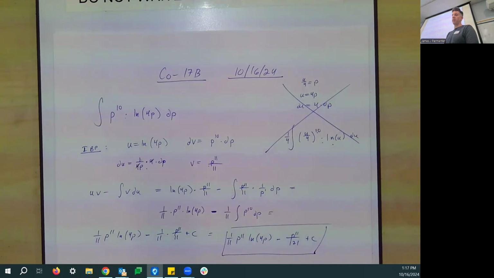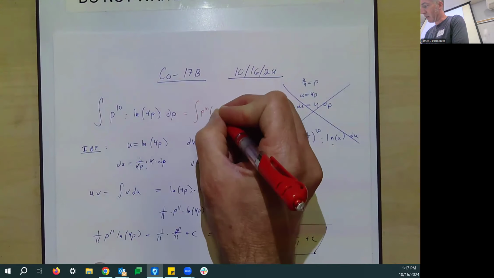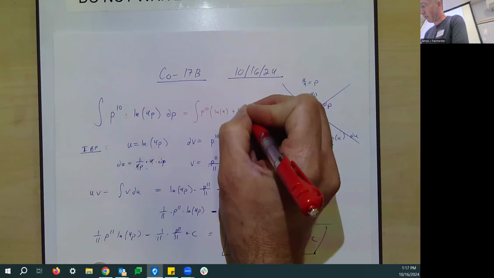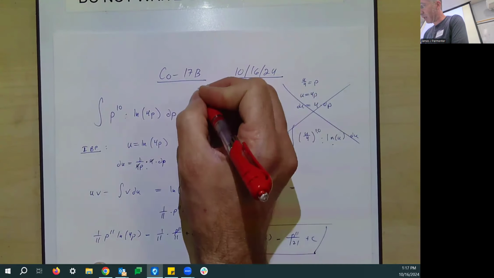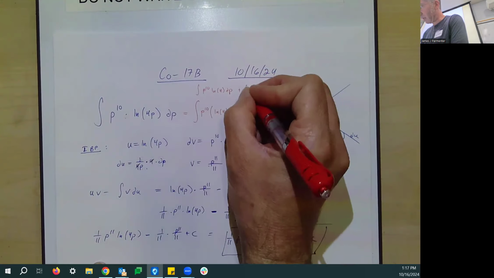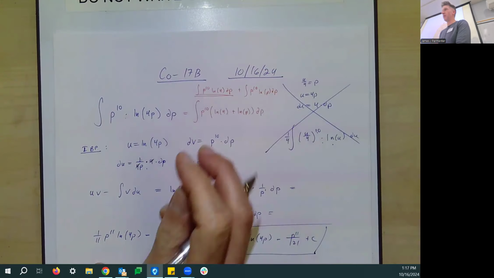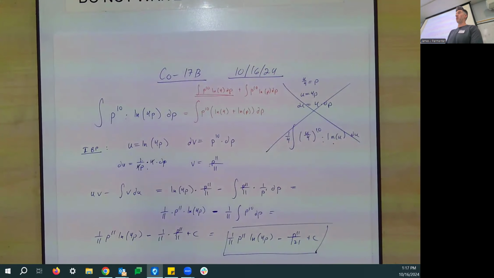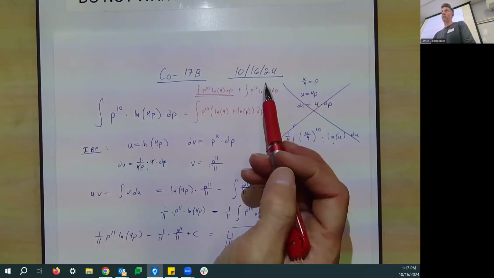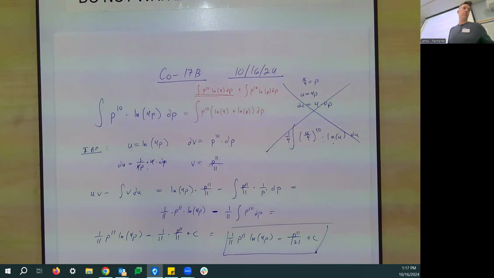I should mention there is technically an alternate way of doing this that will probably result in a slightly different, by a constant, answer. If you really wanted to, you could write this as the integral of p to the 10th times the natural log of 4 plus the natural log of p, which you could then break up into two integrals: p to the 10th times the constant natural log of 4 dp, plus the integral of p to the 10th times the natural log of p dp. This one here is just a straight up anti-differentiate and get p to the 11th over 11 times natural log of 4. This one here, you would do the same sort of integration by parts. I don't think this is the better way to do it. I just wanted to point out that there is a different direction you could have gone.